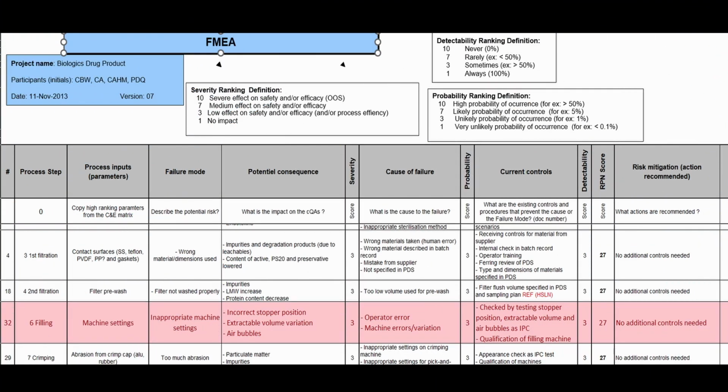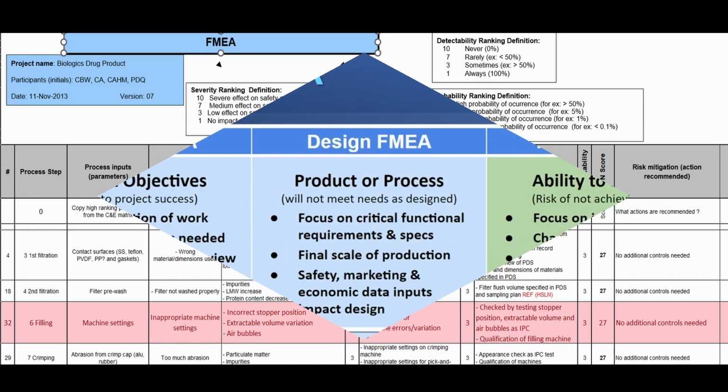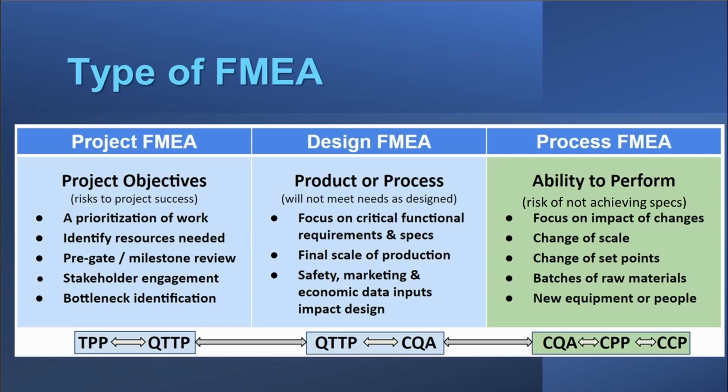The process FMEA is probably the most common tool used in bioprocess risk management. It is very formal and requires a lot of process understanding already to be in place to deliver its benefits. The FMEA is also used in process design. The design FMEA is used when we are considering alternatives in, for example, unit operation selection, for example, centrifugation versus filtration. The FMEA is also used as a project management tool to identify and control risks to the project.